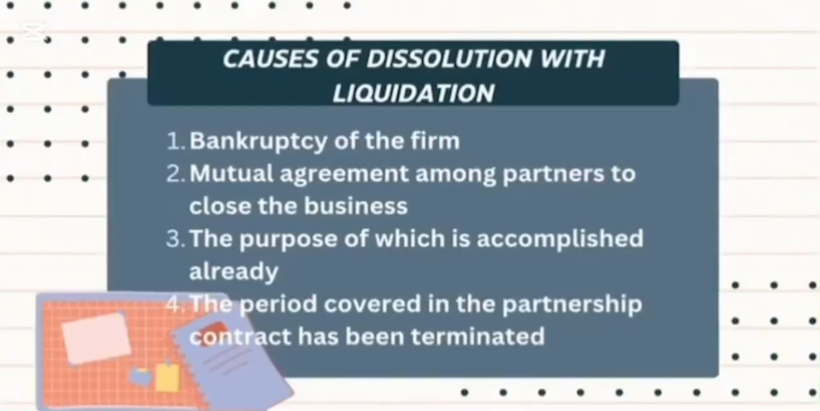Causes of dissolution with liquidation. Bankruptcy of the firm, when the partnership is unable to meet its financial obligations, leading to its collapse. Mutual agreement among partners to close the business. Partners may decide to dissolve the partnership by mutual consent, the purpose of which is accomplished already if the partnership was formed for a specific purpose and that purpose has been fulfilled.